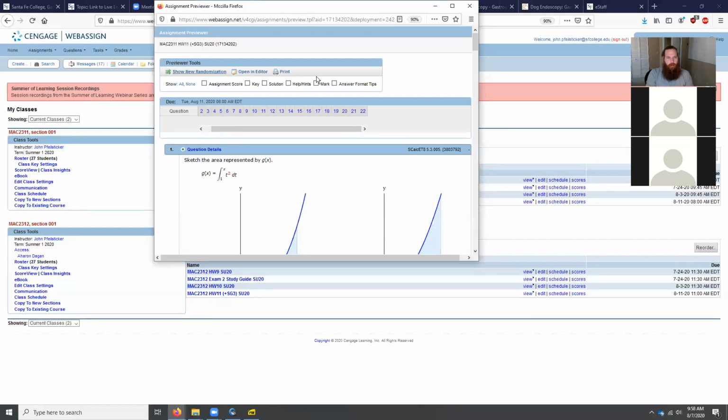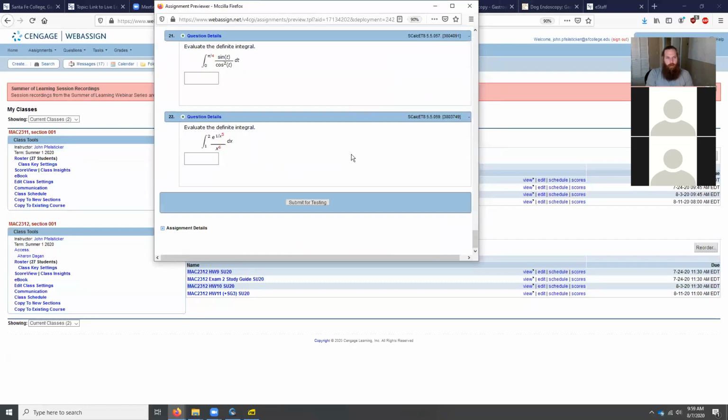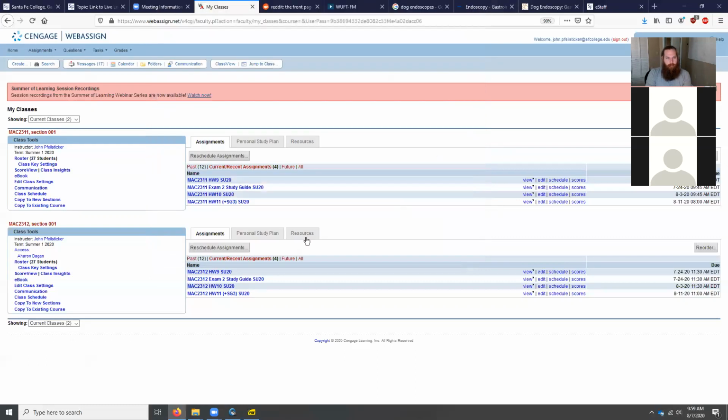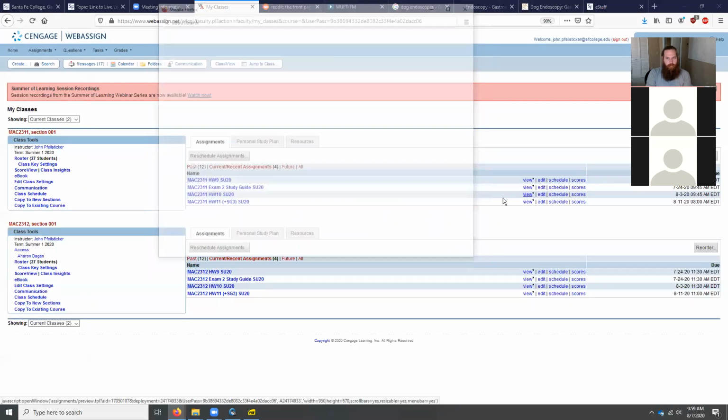I've got homework 11 pulled up here, and it appears to only have 22 problems. Homework 11. I think it was the last one. It was the one that looked like a graph. Let me take a look here.